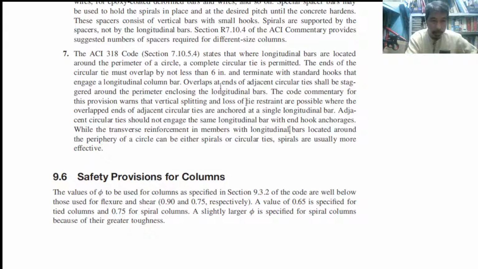And number 7, the code states that where longitudinal bars are located around the perimeter of a circle, a complete circular tie is permitted. The ends of the circular tie must overlap by not less than 6 inches, with standard hooks that engage a longitudinal column bar. What do you mean by that? We have a hook that engages like this.